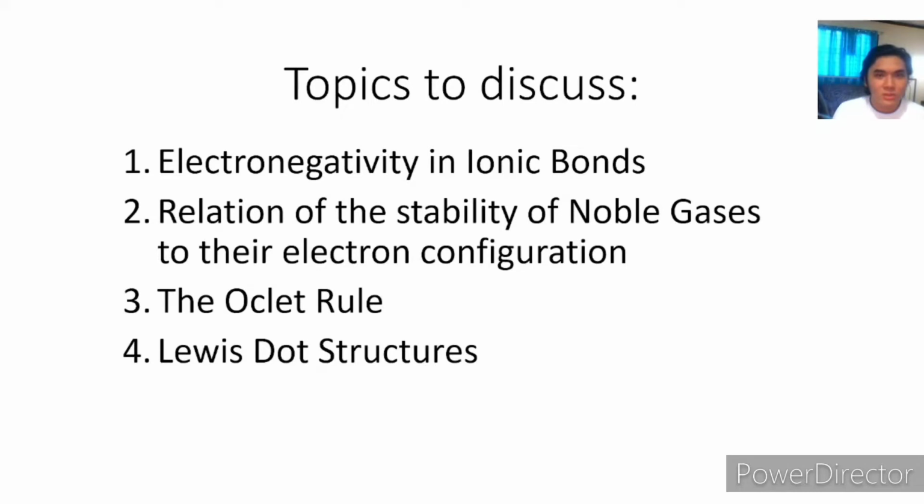And those are the basic concepts regarding this topic. There are more subtopics to be discussed. This includes electronegativity in ionic bonds, the relation of the stability of noble gases to their electron configuration, the octet rule, and the Lewis dot structure.